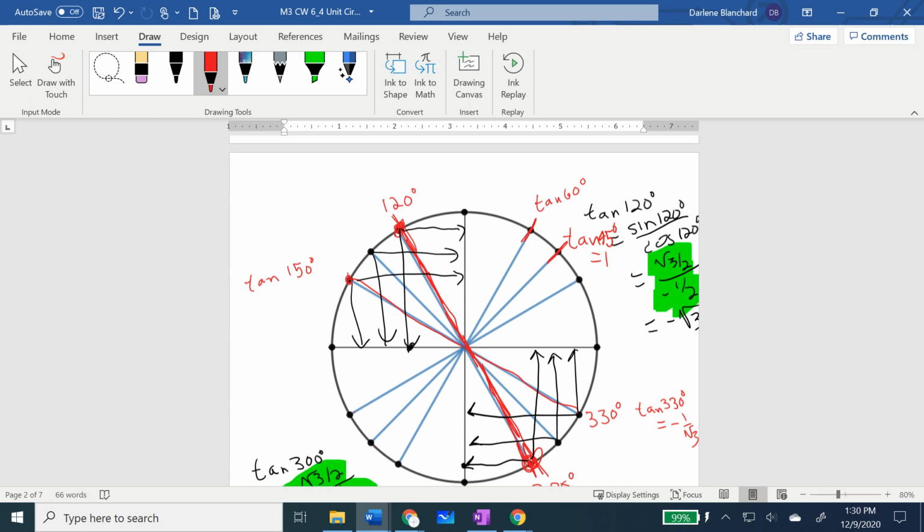Right. Now, √3 versus 1/√3. √3 is a number larger than 1. The steeper slopes have √3 for their tangent. This is √3 for tangent. This is √3 for tangent. And then steeper slope but negative, your answers to tangent are negative √3.